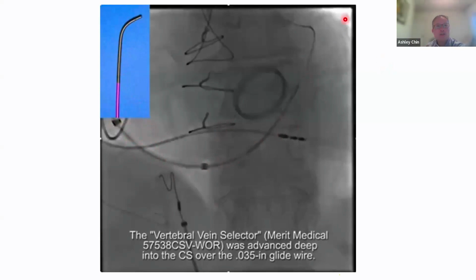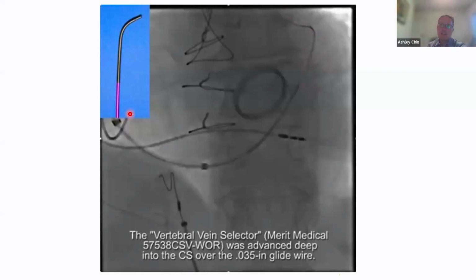This is where this can be quite useful, because you can advance what they call a vertebral vein selector, which is this inner catheter over here, through the braided core. So you've got really a telescoping system, and you can imagine that will give you extra stability. You can then put a very stiff inner wire, like a mailman, to hold it, and over that you insert your vertebral vein selector.